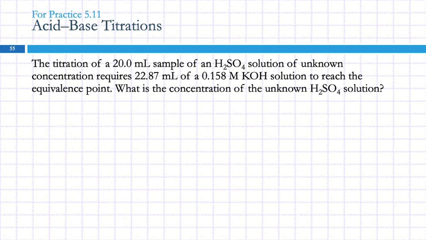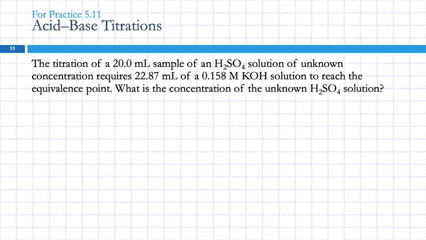So titration calculations are an important part of chemistry. This is a solution stoichiometry problem, which we've already learned how to do. Titration of a 20 ml sample of an H2SO4 solution of unknown concentration requires 22.87 milliliters of a 0.158 molar KOH solution to reach the equivalence point. What is the concentration of the unknown H2SO4 solution?